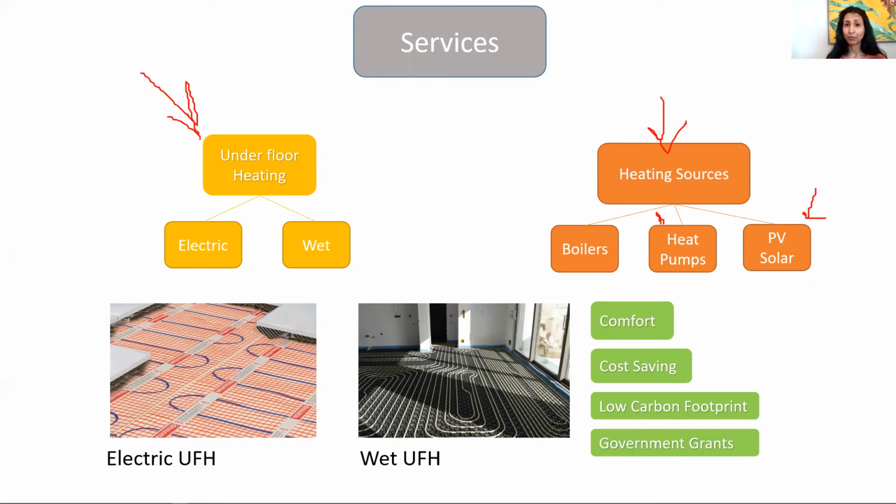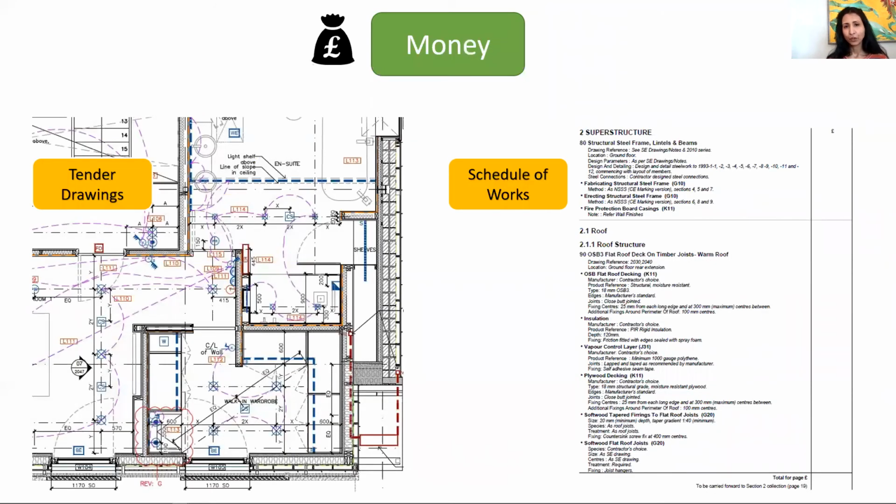Now, let's talk about money. If you can be sure of the budget for your project, then you can be in control of the outcome. How can you be sure of the budget? My tip would be give a set of tender drawings and tender documents to your builder so he can renovate your house using those or extend your house using those.